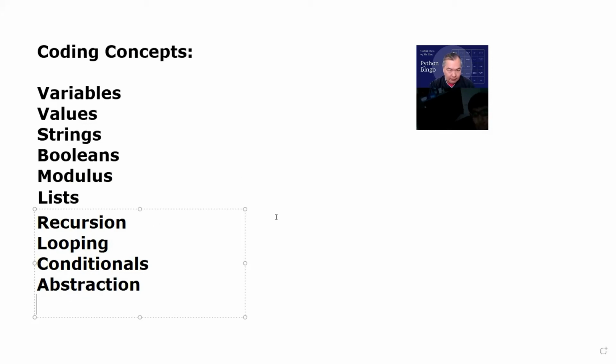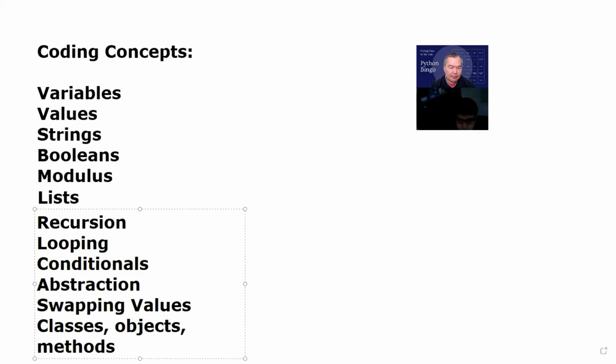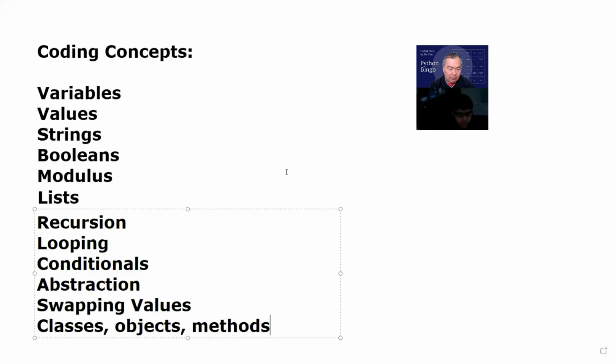Swapping values. Very good. Then classes: classes, objects, methods, attributes. Then regular expressions. Then functions. And modules.